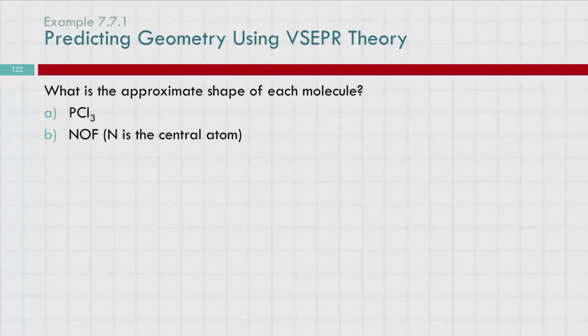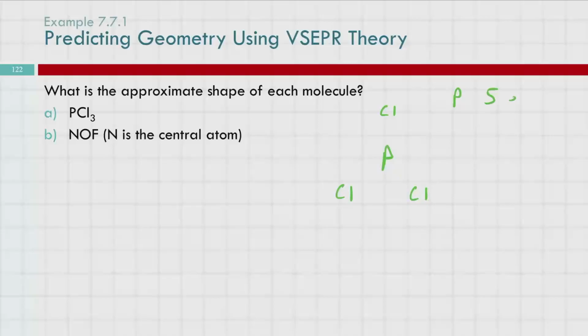Okay, so we want to predict some geometries using valence shell electron pair repulsion theory. Spreading out our electron groups, we want the approximate shape of each of our molecules. So our first step would be to draw a correct Lewis structure. For PCl3, we're going to have phosphorus in the middle because we've got 1 phosphorus and 3 chlorines. The chlorines it makes sense to put around the outside. There are other reasons that makes sense as well, so we're going to spread those out.